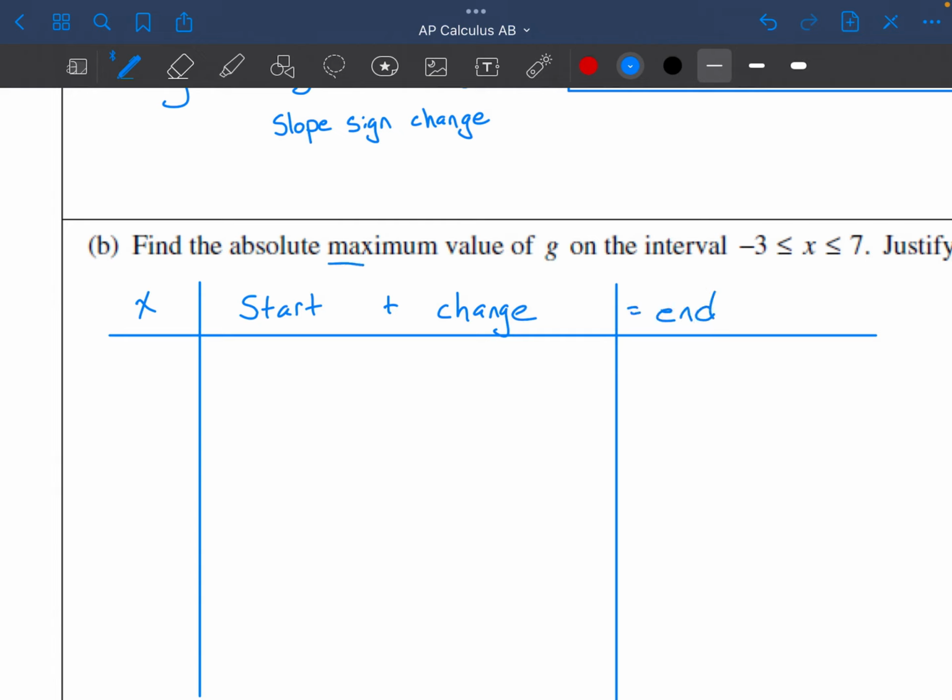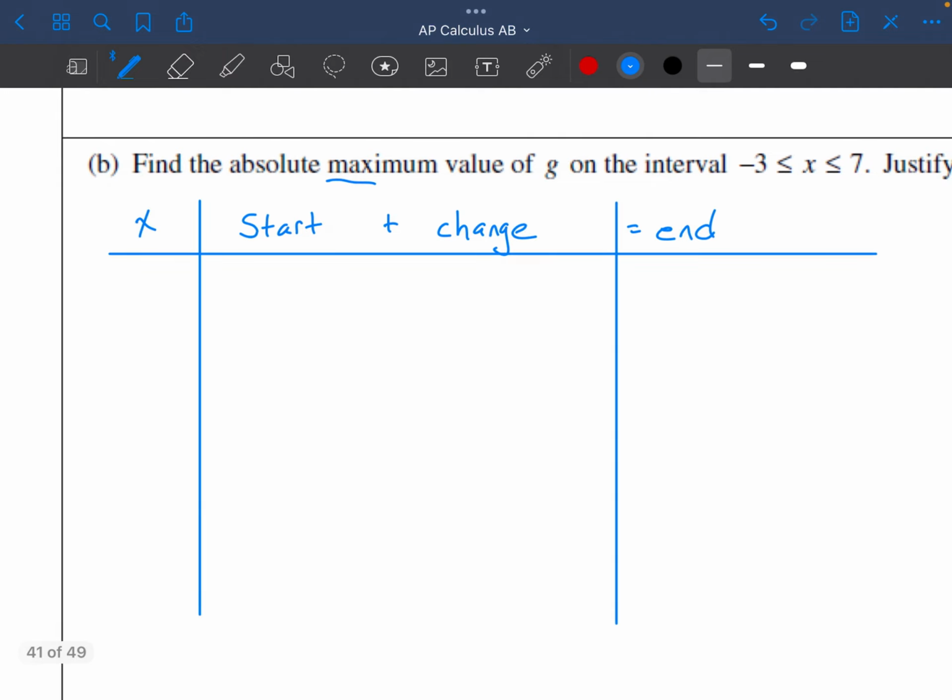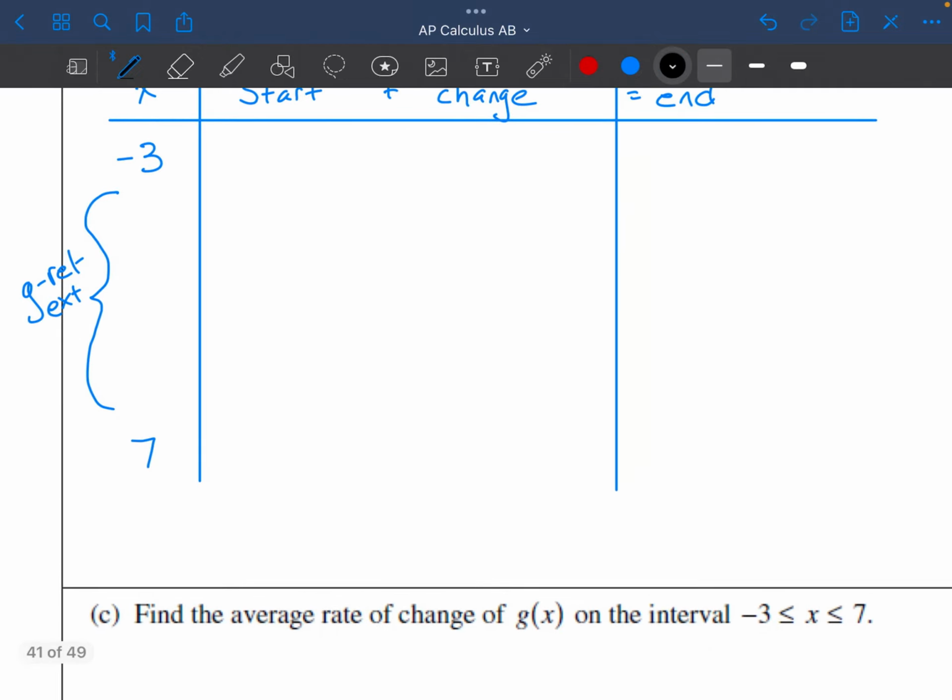Again, I'm going to underline the word max here. We always need to have the start and end, this -3 and 7, included in our table. So I'm going to have -3 and 7 automatically included. And then from there, we need to find critical values. And even better, we want to find relative extremums. Again, everything that comes in here is going to be a g relative extremum. So the definition of a relative extremum would be handy to have.